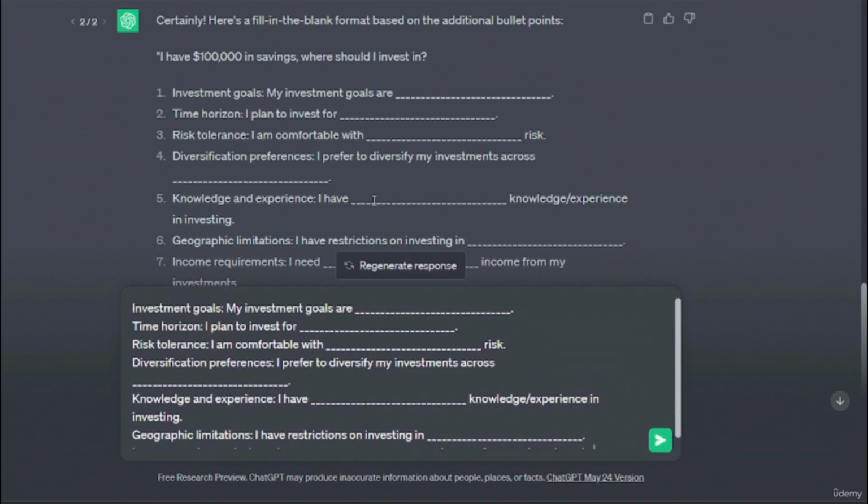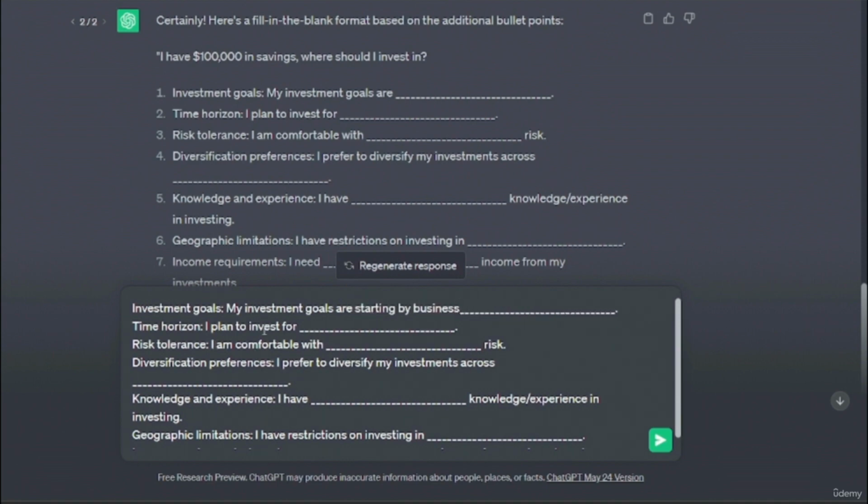Actually, there is no forcing you right here. You can fill in the blanks if you know the answer for that, and if you're not clear with anything, you can simply leave that, and for the rest, the AI will do the job for you. It will suggest you a business or startup that is suitable for you. So let's just go for time horizon, investment goals. You can just simply say my investment goals are starting my business.